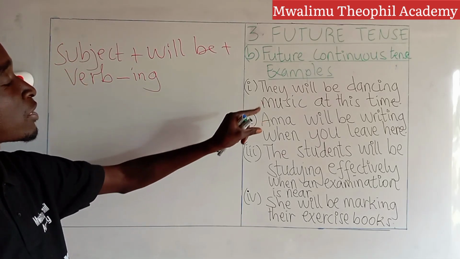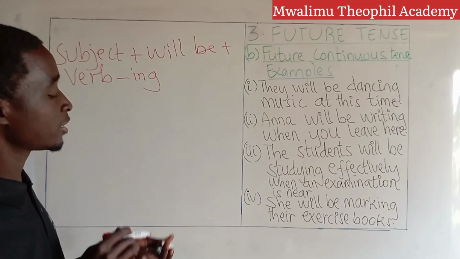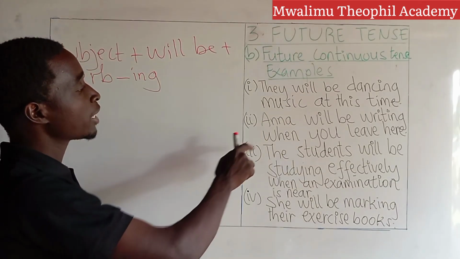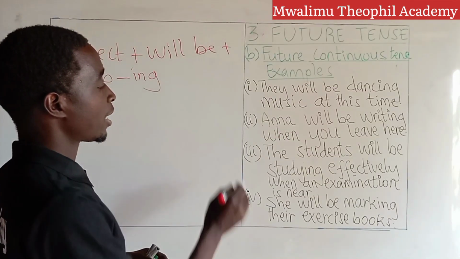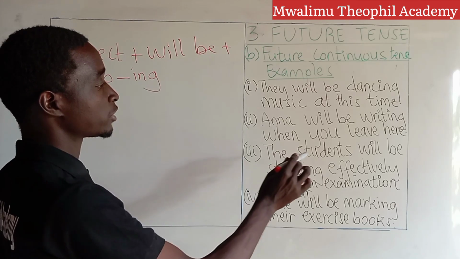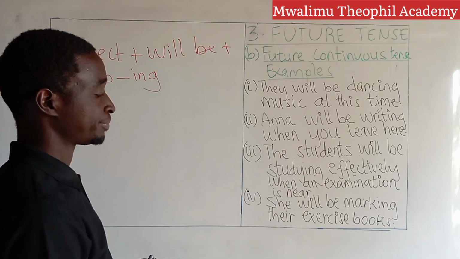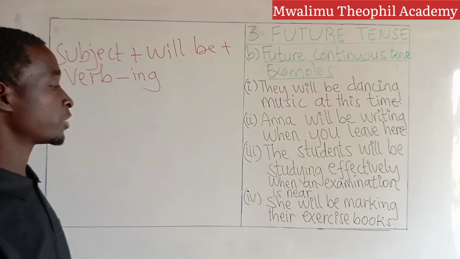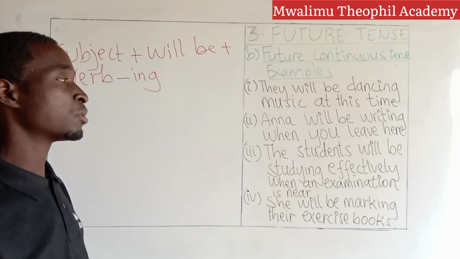Here we have four sentences which are in future continuous tense. Our first sentence: they will be dancing music at this time. A second one: Anna will be writing when you leave here. A third example: the students will be studying effectively when an examination is near. A fourth example is: she will be marking their exercise books.